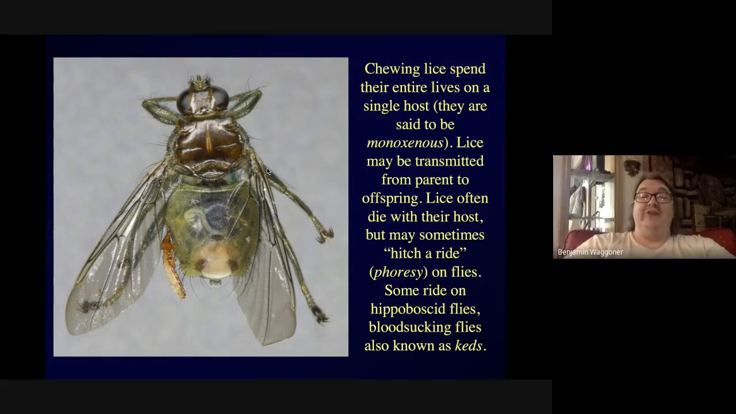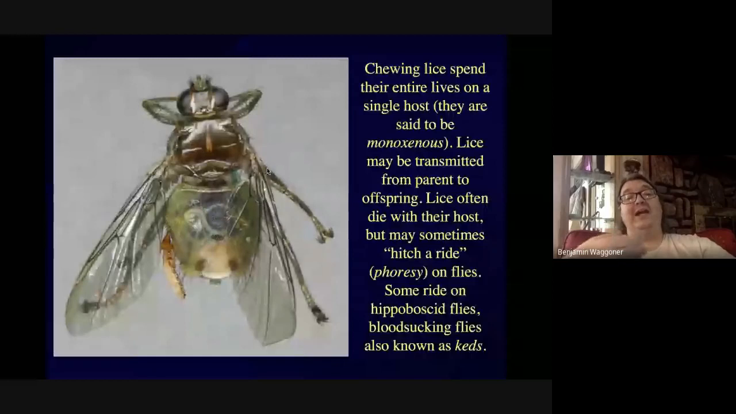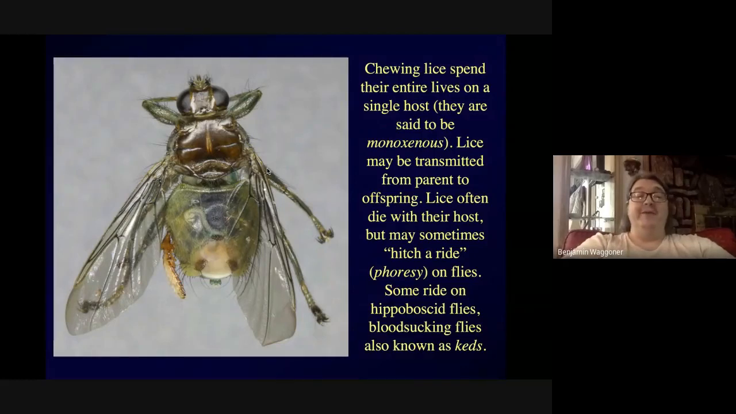Sometimes lice can hitch a ride on flies. This is a blood-sucking fly known as a ked. And I don't think small animals get these, but livestock get keds. Sheep keds are particularly nasty parasites of sheep. And lice have been known to hitch a ride on hippoboscid flies. And remember, we call this foracy, this hitch a ride relationship that you sometimes see. So there you've got a bird louse hitching a ride on a hippoboscid right there. You can see the louse down on the left side of the abdomen.